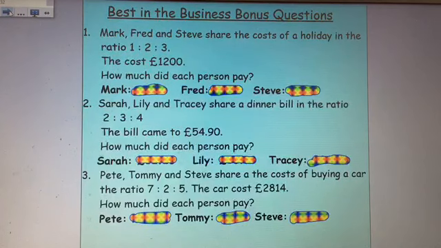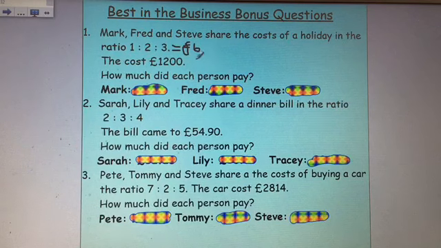Okay, so here's your best in the business bonus questions. So if you want to press pause and crack it on your own before I go through the answers. So the first question says, Mark, Fred and Steve share the cost of a holiday in the ratio of 1, 2 and 3. That means if Mark spent £1, Fred's going to spend £2 and Steve's going to spend £3. Which means if it cost £6, that's how it would be divided up. £1 for Mark, £2 for Fred and £3 for Steve.